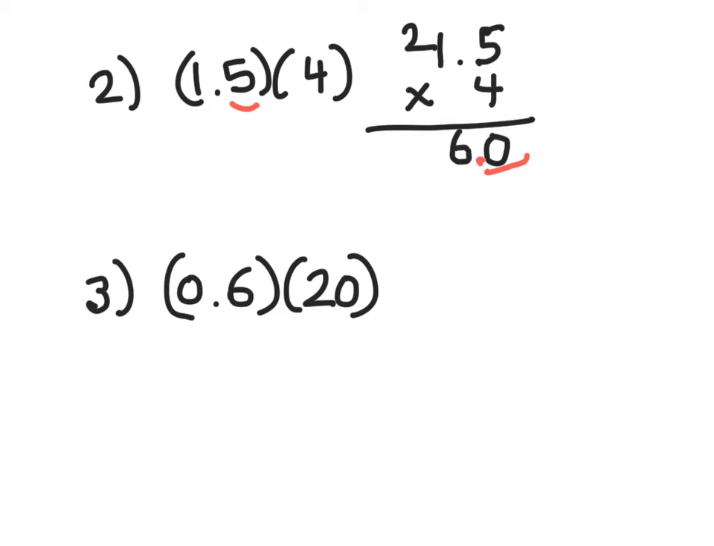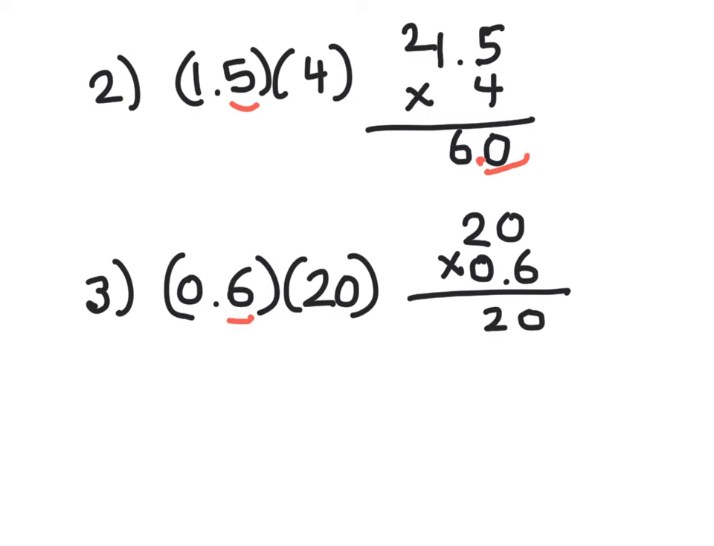Okay, next example. Same thing, we have one decimal place in the two factors. So when we multiply, we'll only have one decimal place in our answer. So 20 multiplied by 6/10. 6 times 0 is 0. 6 times 2 is 12. 0 placeholder, and then 0 times anything is 0. So we end up with 1, 2, 0 as our numbers.